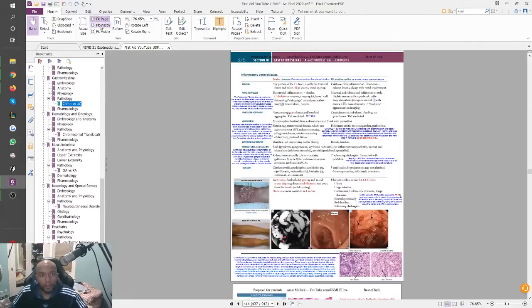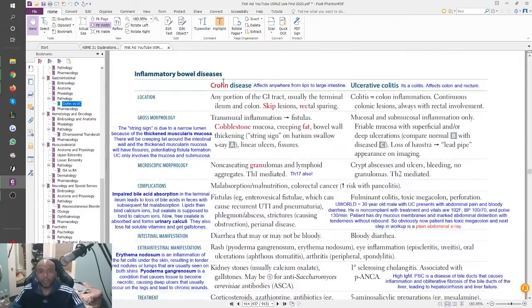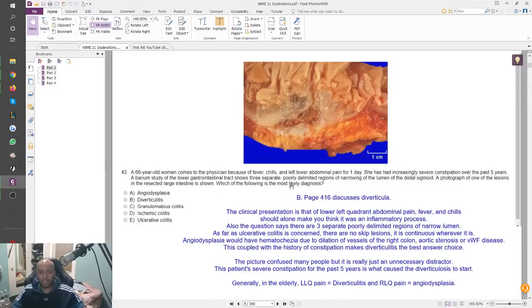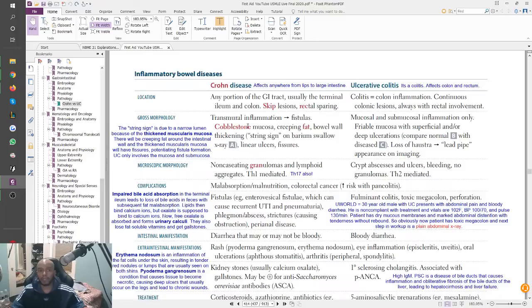If you look at Crohn versus UC, you know that Crohn disease has non-caseating granulomas, and granulomatous colitis is just Crohn disease, okay? And Crohn disease has skip lesions and rectal sparing. So skip lesions would be something that you would think of: 3 separate poorly delimited regions, skip lesions. But that's not what's happening.